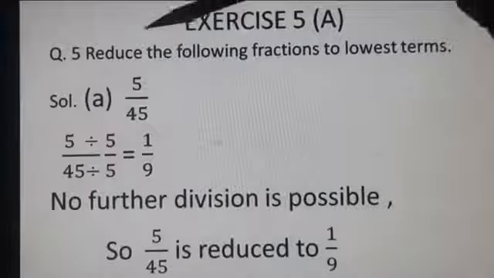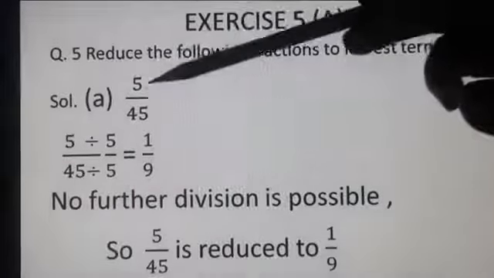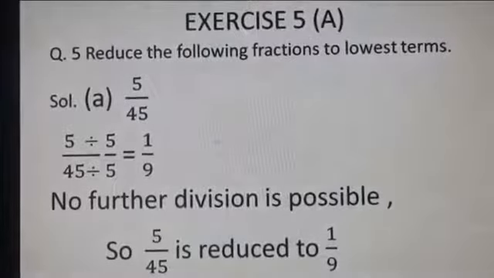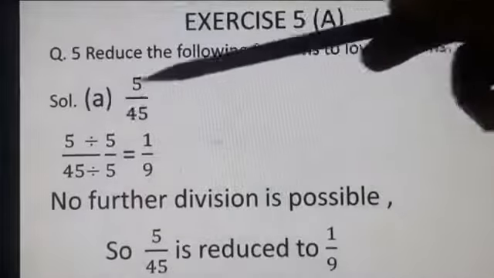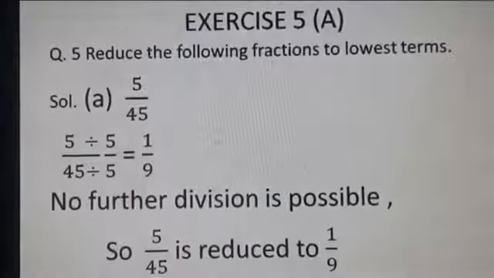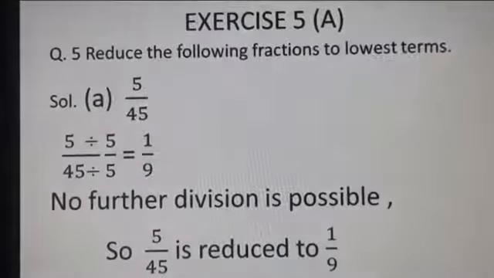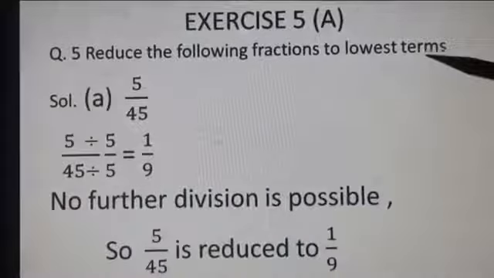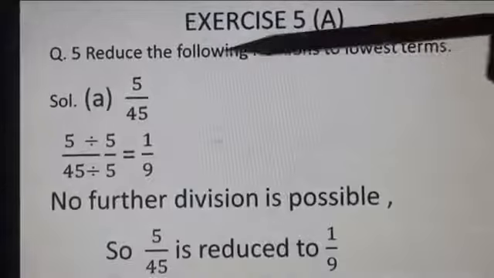Question number 5. Reduce the following fractions to the lowest terms, or it can be lowest forms. A part is 5 upon 45. We know that both the numbers are divisible by 5, so we have to start the division with that number. We have to take the number which will divide both numerator as well as denominator. Lowest term मतलब छोटी फॉर्म में करना, जो नंबर गिवन है उसको स्मॉल करना.